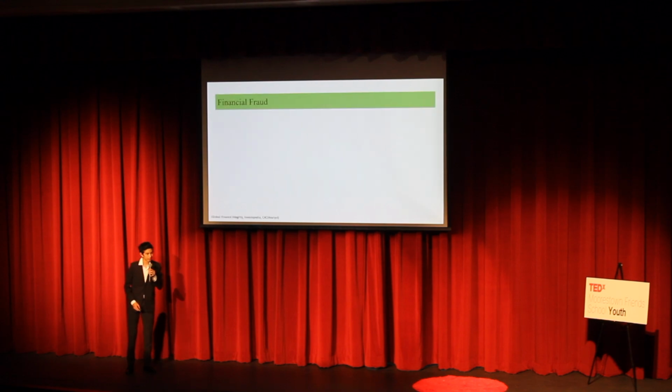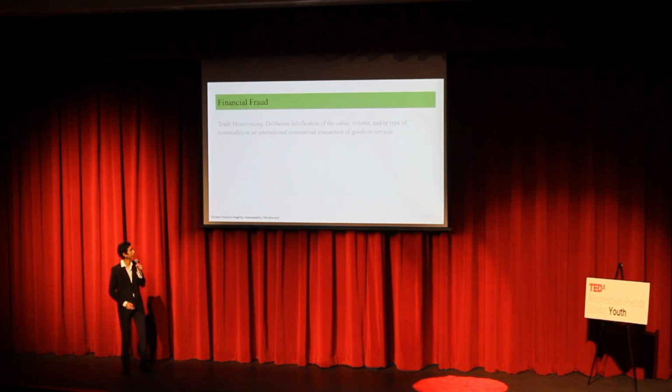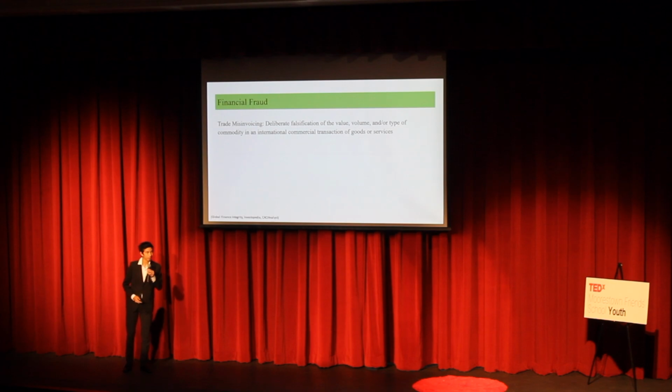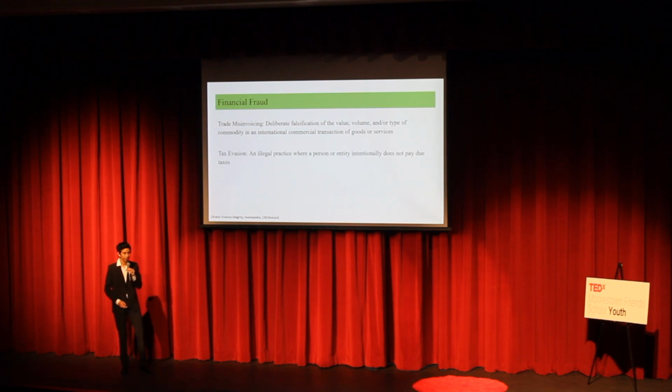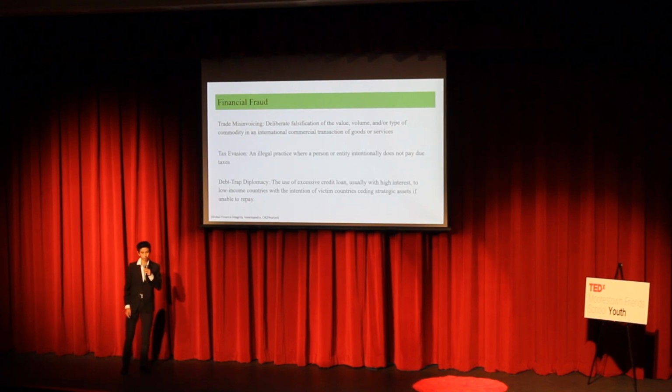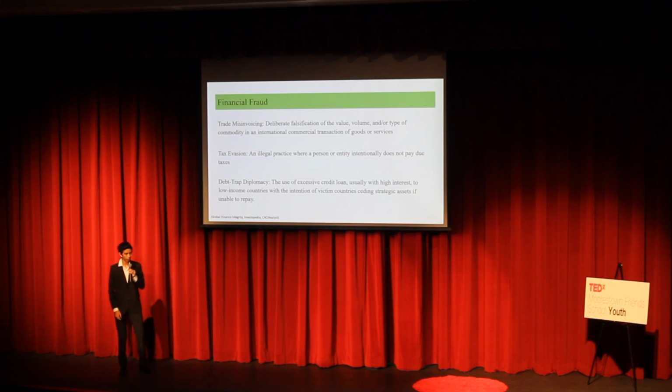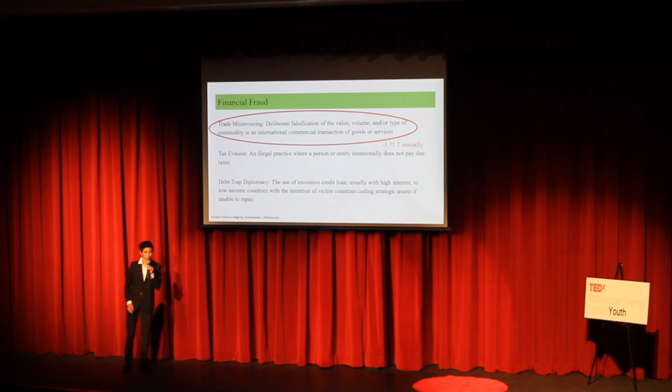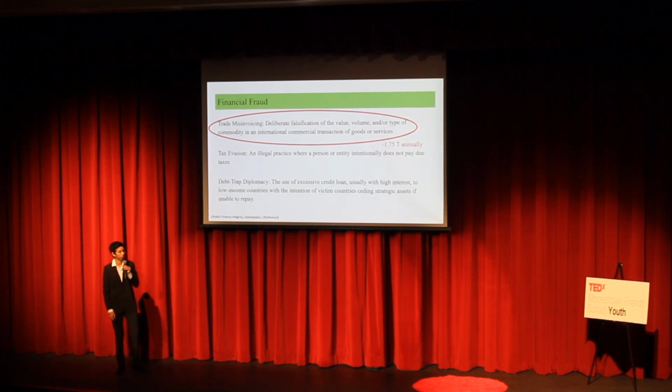So the three main things in financial fraud include trade misinvoicing, tax evasion, and debt trap diplomacy. The most important one of these three is trade misinvoicing, which accounts for almost $2 trillion of net outflow from the global south to the global north.